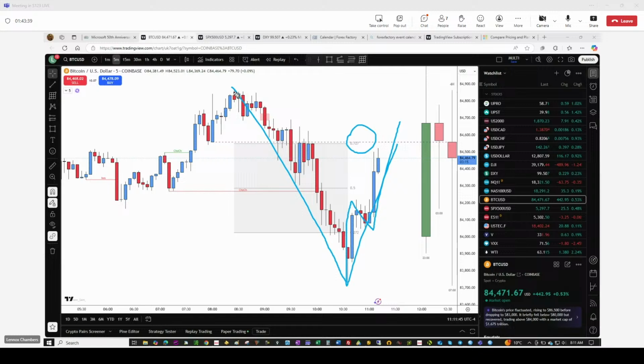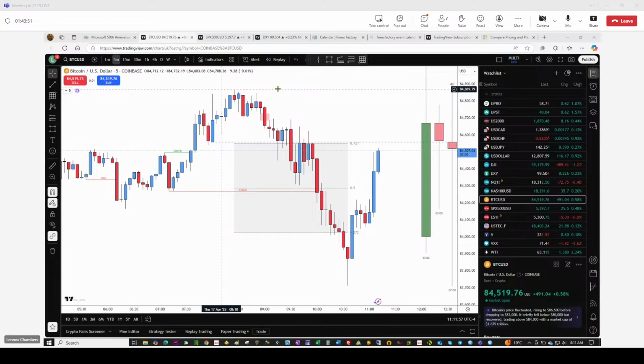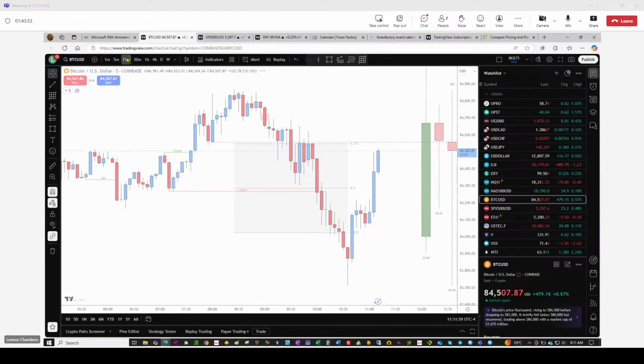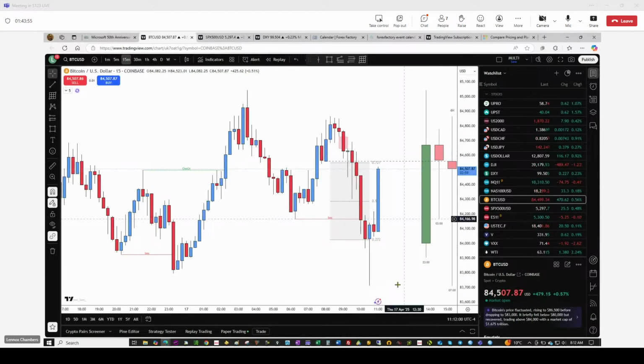So are they going to take these highs out? It's possible, but I don't think they're going to, but it's possible. Because our overall trend is to the downside. So we wouldn't want to see them take that high out, really, if we're going to continue down, that is, right?